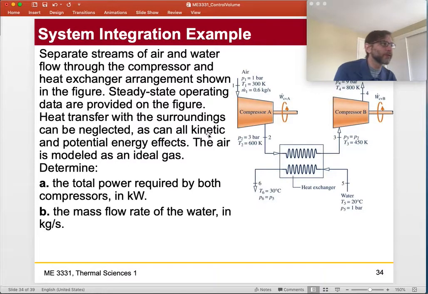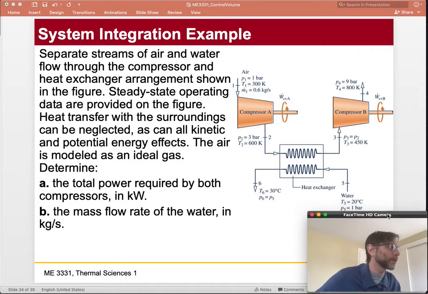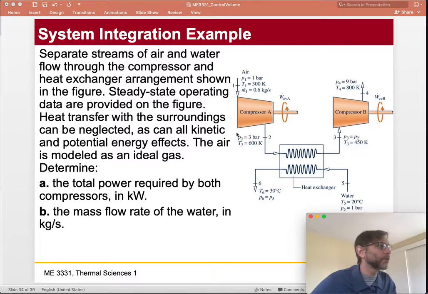Okay, system integration example. Separate streams of air and water flow through a compressor. If you just look at it here, we've got two compressors. Let me log onto my tablet here. Yes, so we have two different compressors as you see in this diagram. I'm covering up some of this, so I'll put myself down here. That's better. You've got two different systems here.